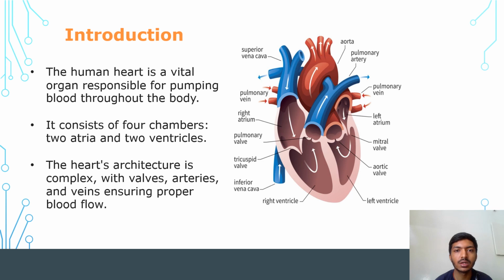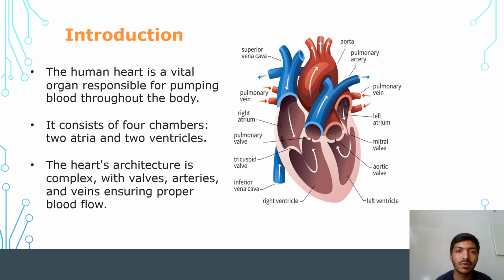Introduction to the human heart. The human heart is the most vital organ of our body. It is used to transport oxygenated blood to all the different parts of our body. It has a very complex architecture which is made up of various components, arteries, veins, etc.